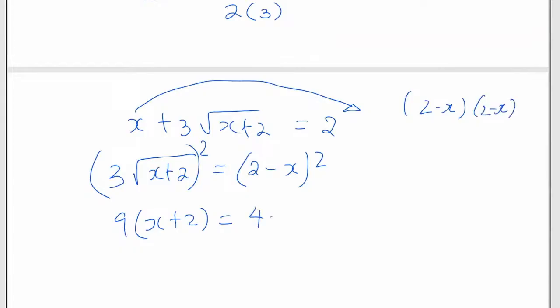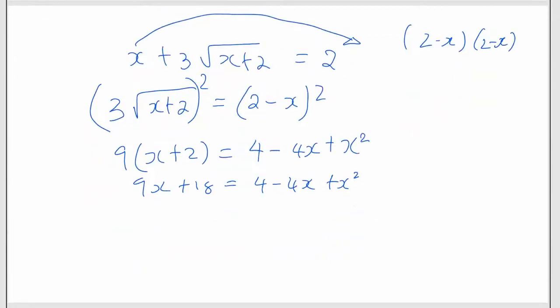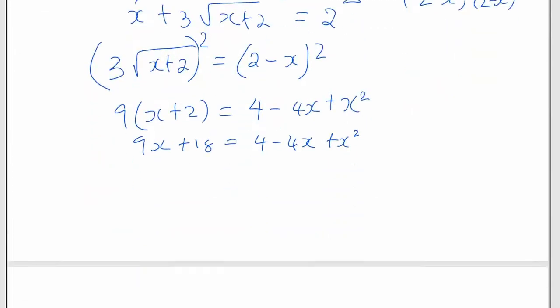Okay, so that's going to be 4 minus 4x plus x squared. Let me open this side. 9x plus 18 is equivalent to 4 minus 4x plus x squared. Then I'll transpose and create a standard equation. So I'll have x squared. I move the 5 that side. I'm going to have minus 13x. When I move the 18 that side, I'll end up with negative 14 is equivalent to 0.